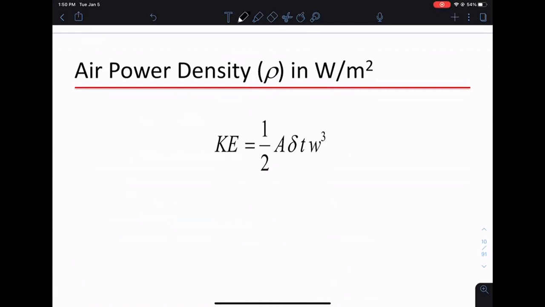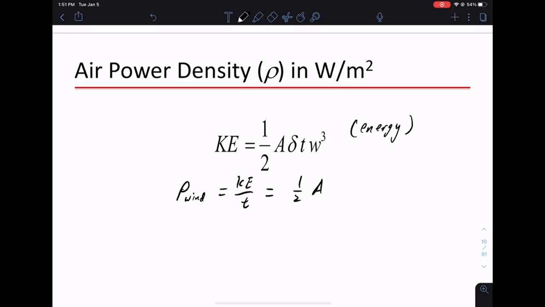Remember what we did is we got to this as energy. Often we want to talk about power, which is a more natural unit, because energy has to do with how long you're looking at the turbine, whereas power is a more intrinsic measure of how much wind is there. To get from energy to power is quite simple: we just take this and divide by T. This is a quite simple conversion, and we just divide T away. So this is half A delta W to the third. So this is the wind power.